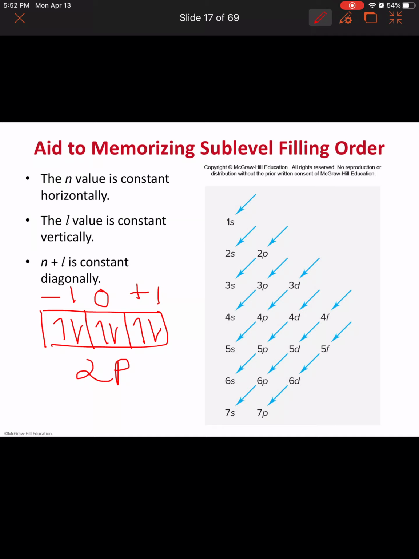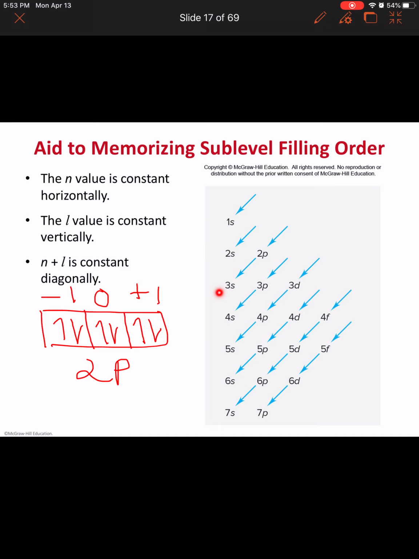So after 2s is filled up, you go to the 2p, and you fill it all the way up to 6 if needed. And then after 2p is filled up to 6, you go to the 3s orbital. So first 1s, then 2s, 2p, and then you go to 3s. S can hold a maximum of 2 electrons, so 3s2.